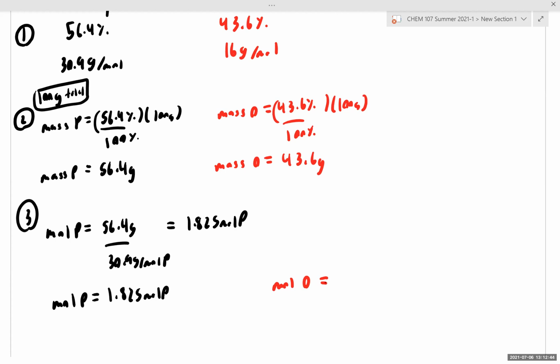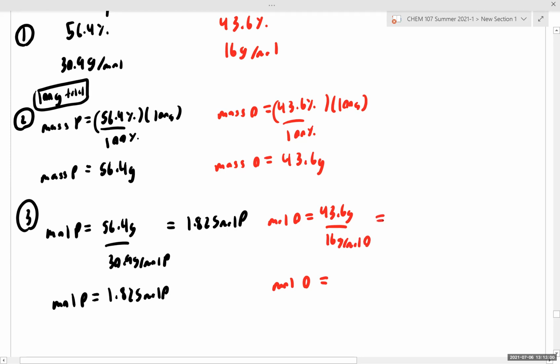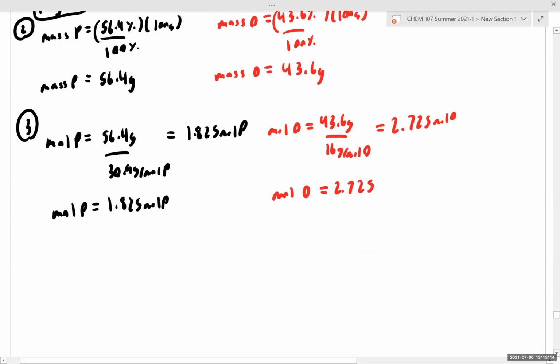About 2.725. This is obtained by taking the mass of oxygen, which is 43.6 grams, over the molar mass of oxygen, which is 16 grams per mole. That in turn gives us moles of oxygen of 2.725 moles of oxygen.